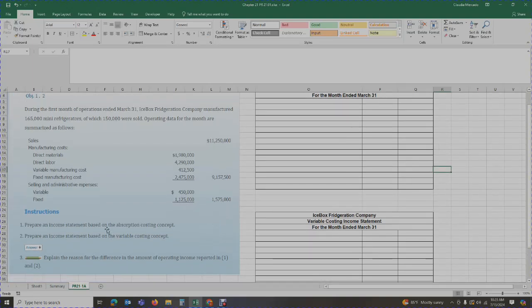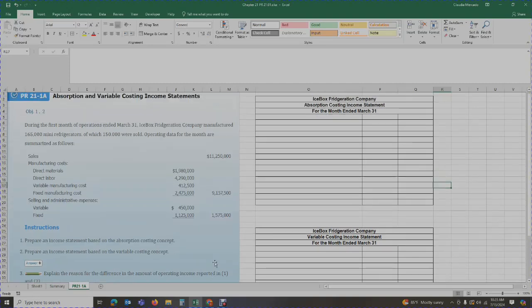Okay. The instructions are to prepare an income statement based on the absorption costing concept and prepare an income statement based on the variable costing concept. And then once we're done preparing those two, we're going to explain the reasons for the difference in the amount of operating income reported in 1 and 2.